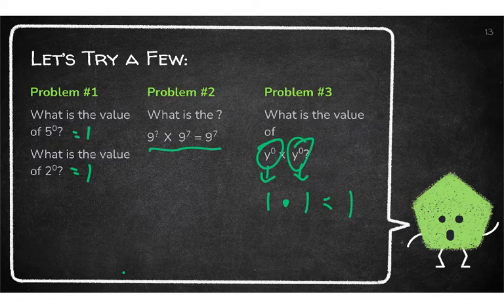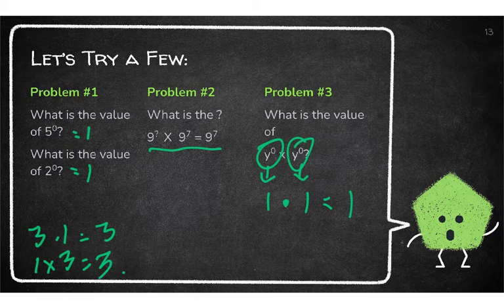All right, now here comes one. Problem 2. I stumped a few students today. So I've got 9 to some power times 9 to the power 7 equals 9 to the power 7. Well, think about it. If I multiply something and I end up with the same number, look at what's 3 times 1? You'd say 3. What's 1 times 3? You'd say 3. So some number times 9 to the power of 7 equals 9 to the power of 7. Well, I'm ending up with 9 to the power of 7, so that means this has got to be 1.